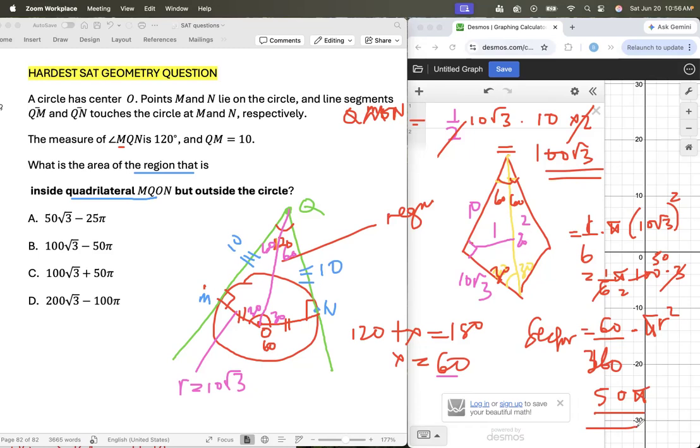Now, remember, our focus is here. That's where we focus on, that region. And then this region is what we focus on. So we've got to subtract the area of the sector from the quadrilateral because the quadrilateral is the biggest one. Therefore, we have what? 100 square root of 3 minus 50 pi. This is our answer right here.